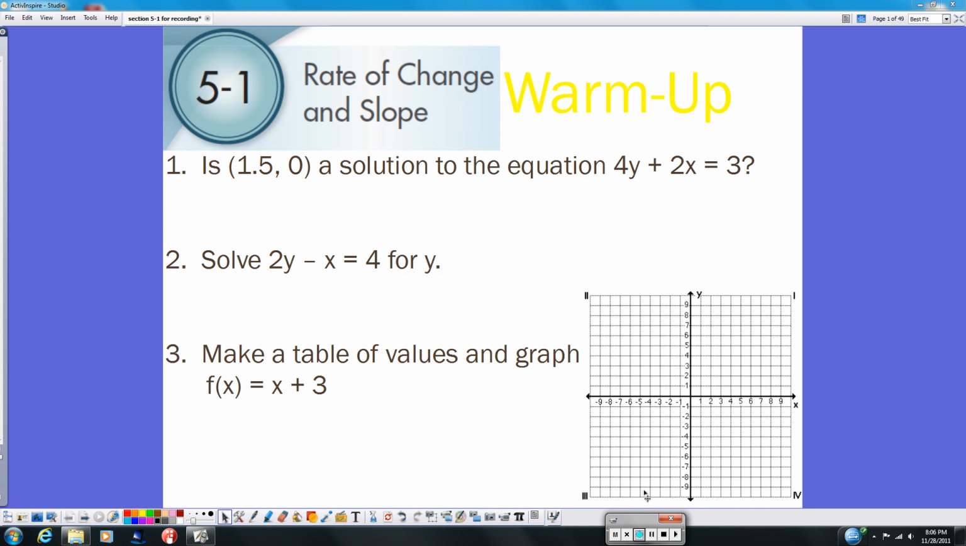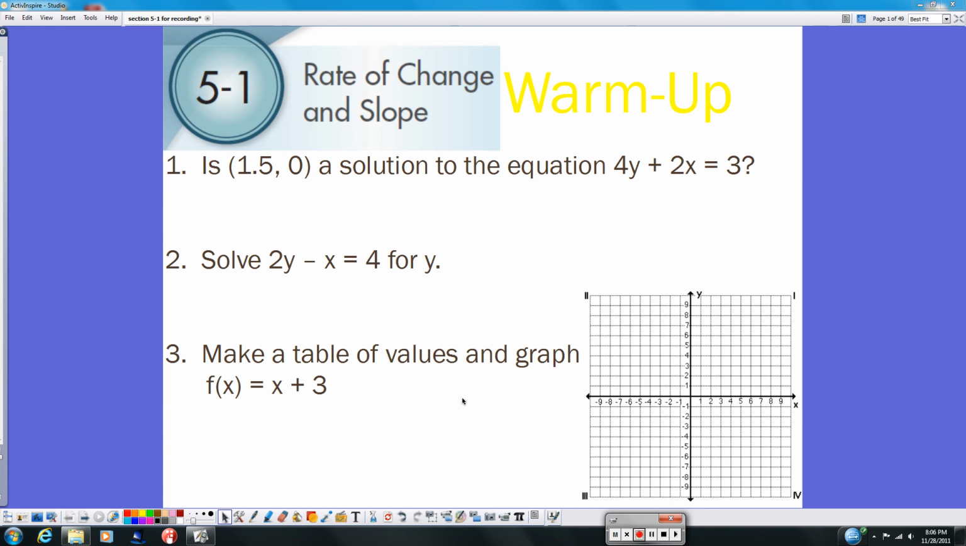Welcome to Chapter 5. Chapter 5 will be looking at all different kinds of graphing. First thing we're going to take a look at is slope. So today's topic is the rate of change and slope. Let's warm up with some things that we've done in the past. Take a moment to answer these three problems.